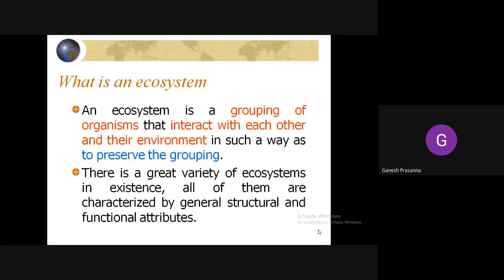There is a variety of ecosystems. You can see examples: you got the wetland ecosystem, you got the grassland ecosystem, you got the tropical ecosystem, you got the temperate ecosystem, you got the desert ecosystem, you got the forest ecosystem, you got the other types. So you got the tundra ecosystem. All these ecosystems are quite different in their own forms, but they interact with their own environments.